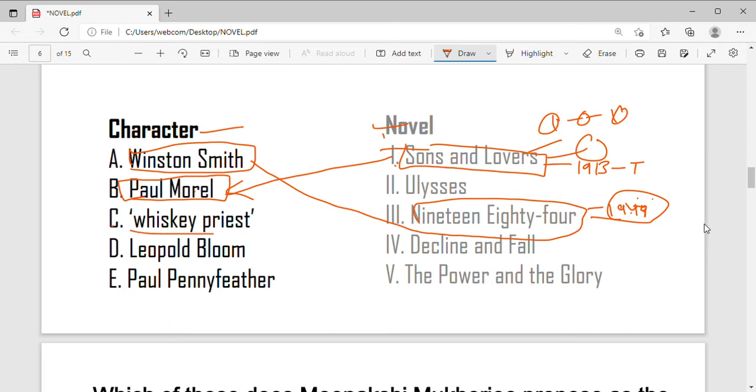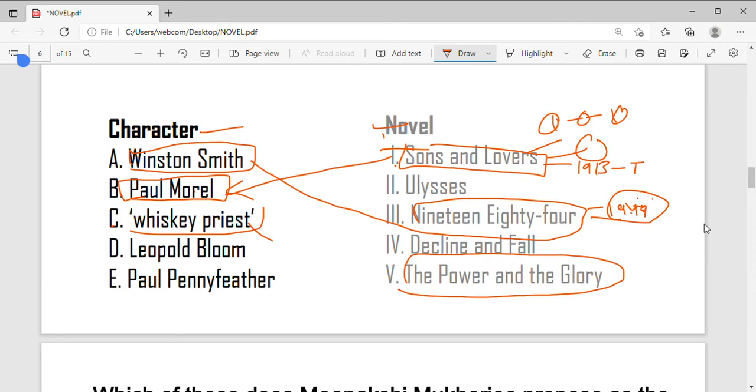We have the whiskey priest. My sound may sound really uninteresting to you. Does it? No, it should not. The Whiskey Priest is a character we have in The Power and the Glory. The Power and the Glory was published as The Labyrinthine Ways in the United States.